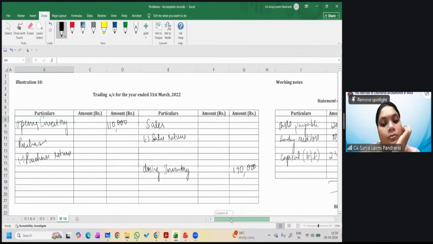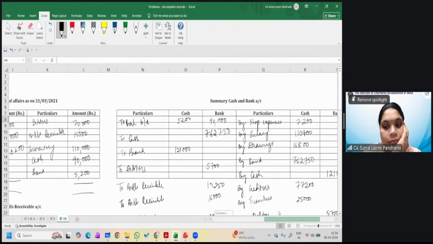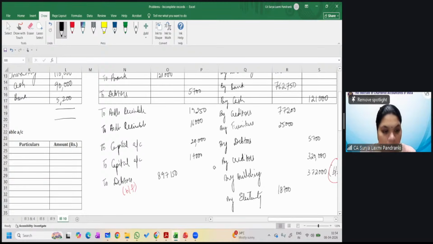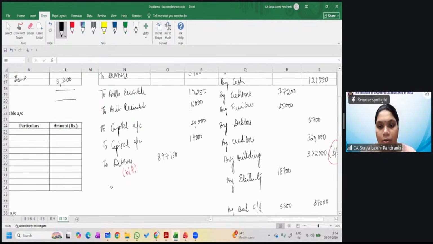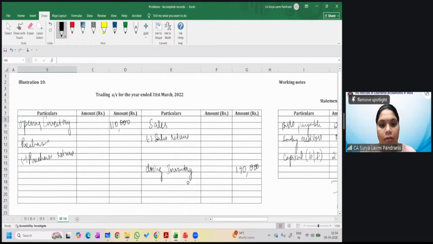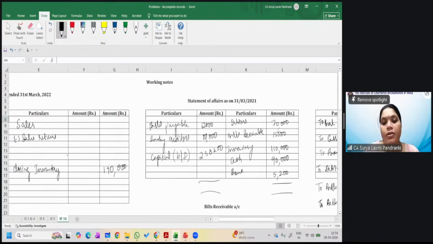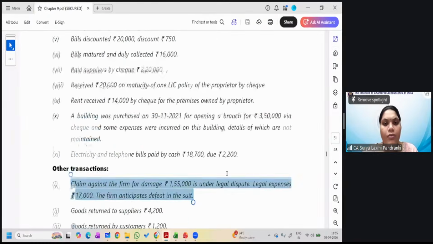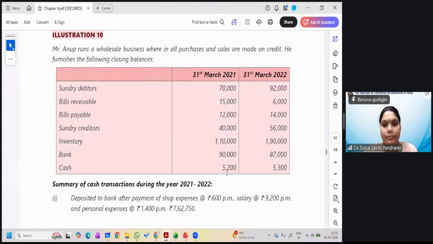Debtors total, sorry, creditors total. We didn't do the debtors account. Okay, let us finish that then. Let us do this one first. We have to close the debtors account first. We have opening and closing balance of our debtors account. Let us go back there. To balance brought down 70,000.